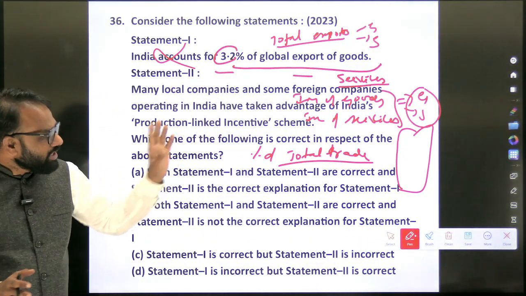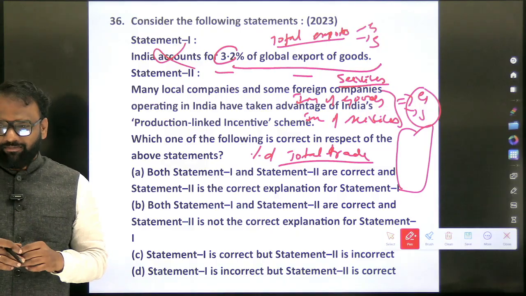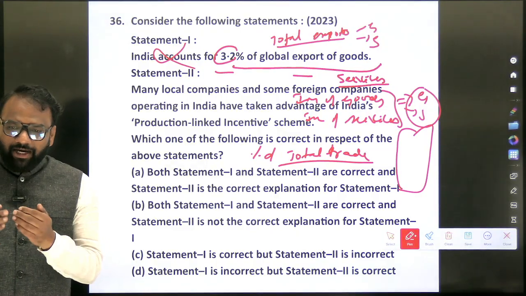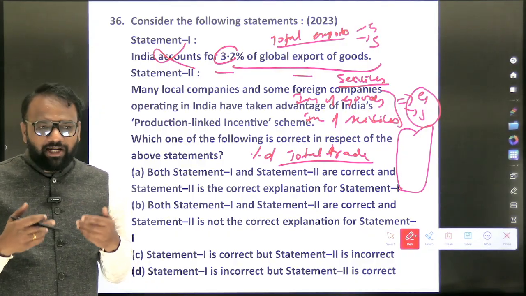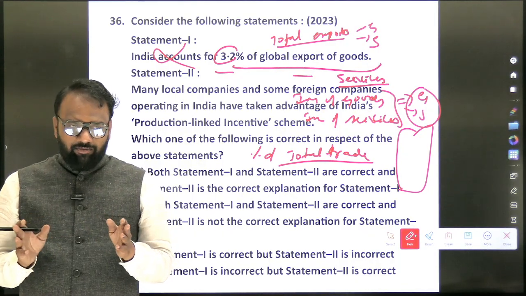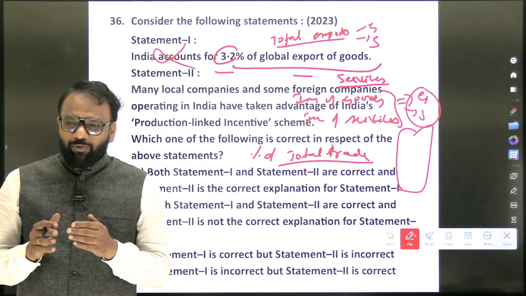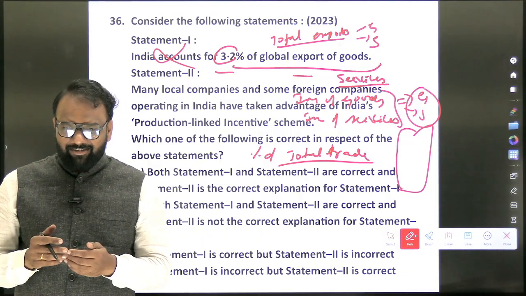But the production linked incentive scheme is a very important scheme. It repeatedly appears in the newspaper. So what is the goal of the production linked incentive scheme? Ultimately, to increase manufacturing. Why do you want to increase manufacturing? High potential.